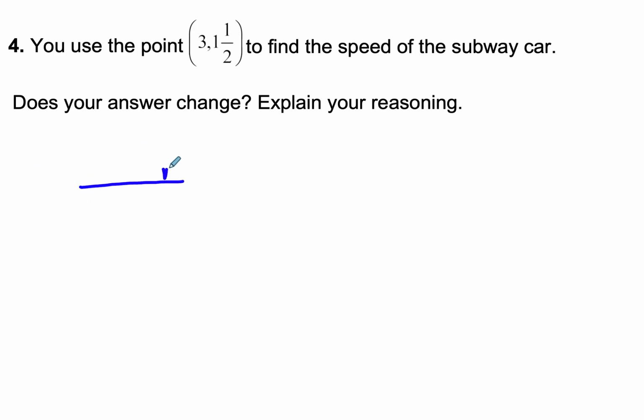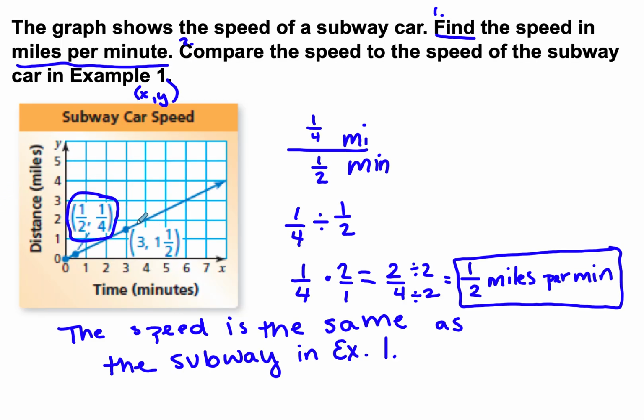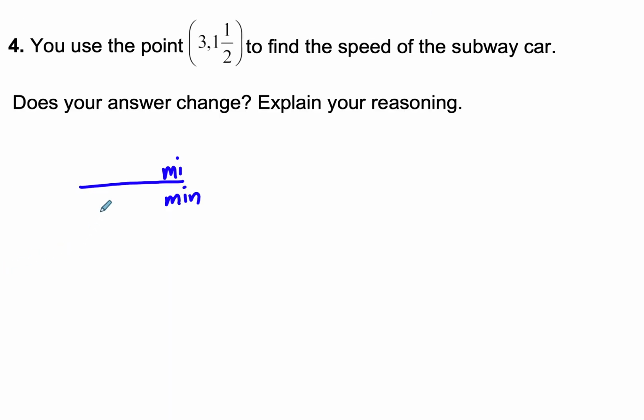So remember, it's going to be miles per minute, so miles goes on the top, minutes goes on the bottom. When I go back to my picture here, 3, 1.5, 3 is our x, 3 minutes, 1.5 is our y, miles. So here I'm going to do 3 minutes on the bottom, 1.5 miles. And I need to divide 1.5 divided by 3.